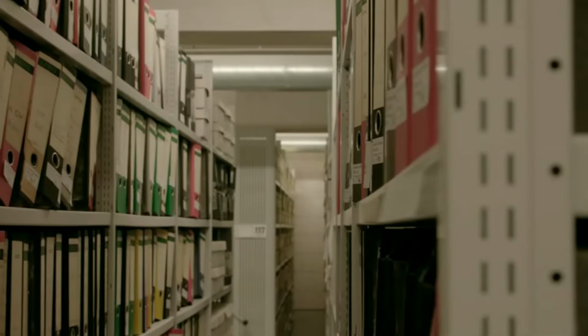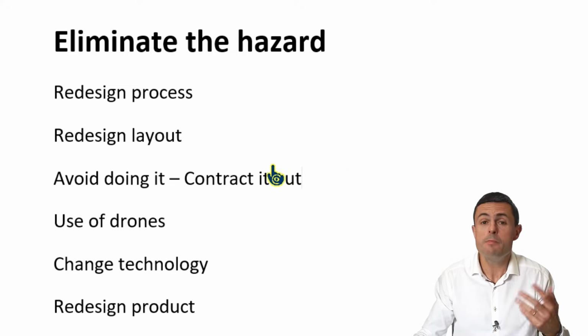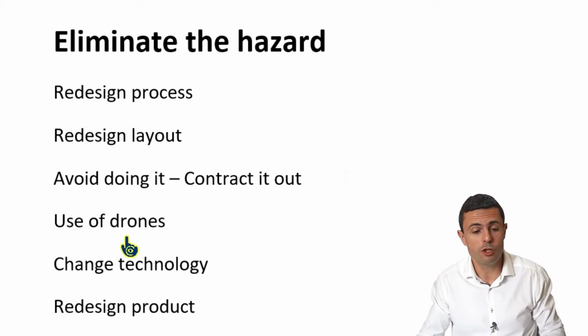If you're in an office environment and people have to climb up some steps to get to some shelves, can you not just get rid of those shelves and just bring everything down to floor level or ground level, thereby eliminating the need to go up there in the first place? So think about redesigning layouts, redesigning processes, maybe using different technology. So here I've got use of drones.